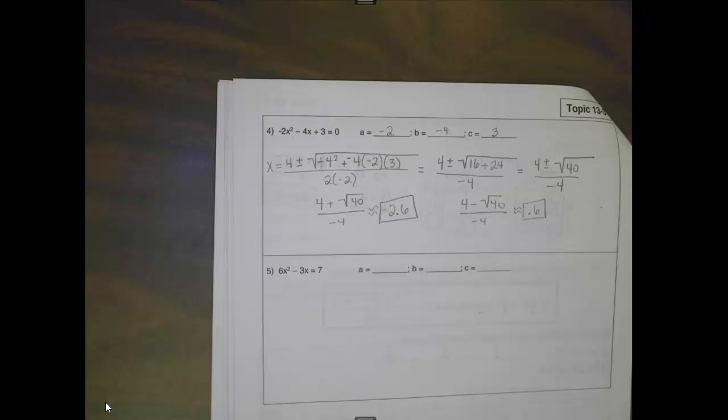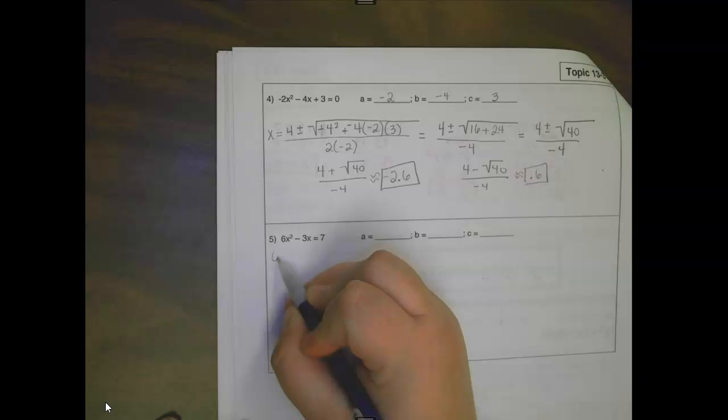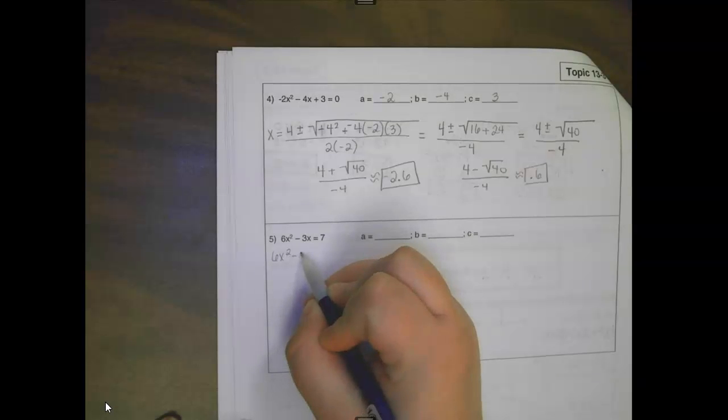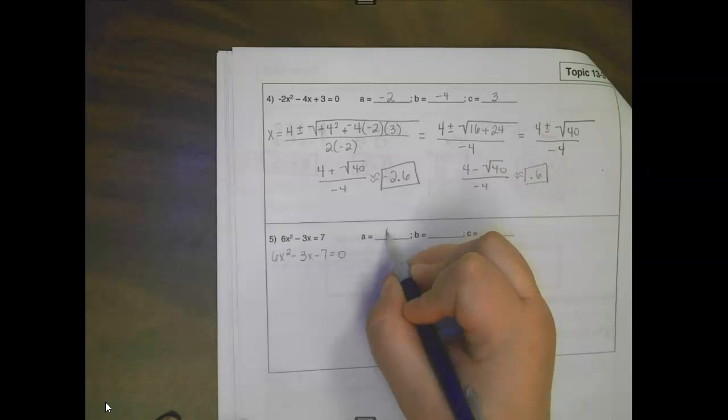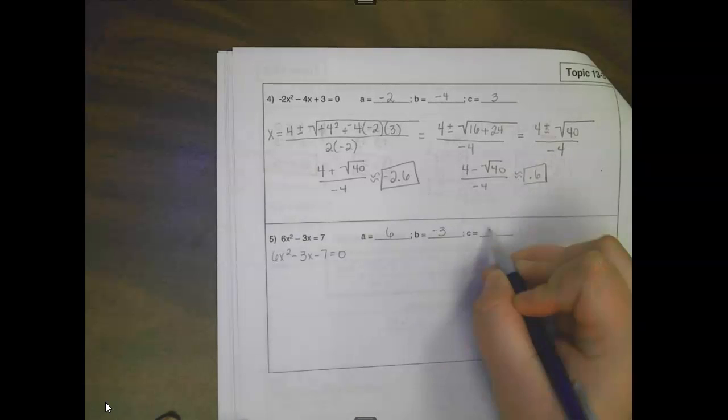All right, so I want you to go ahead and try number 5 completely by yourself. So I want you to pause this video and I want you to push play when you have done the whole thing, and then we'll go over it. All right, so it's not set to 0. I hope you caught that. So I'm going to go ahead and set it to 0. So I have a 6, a -3, and a -7.